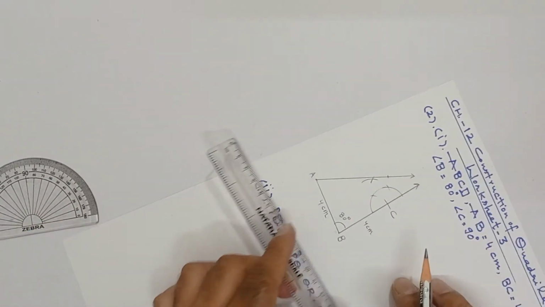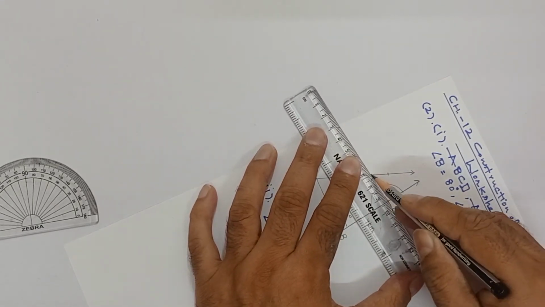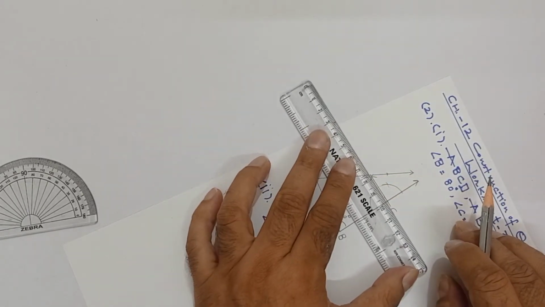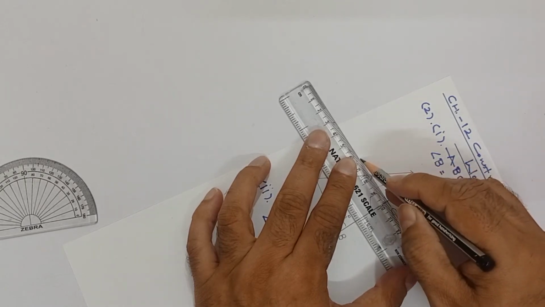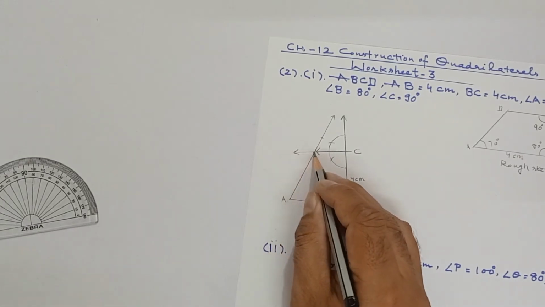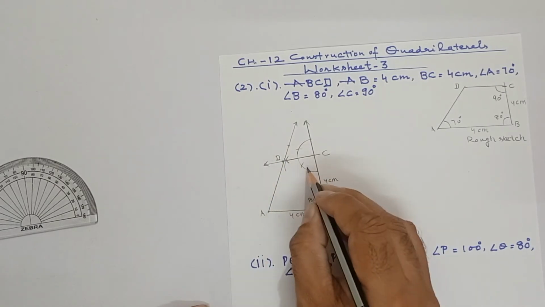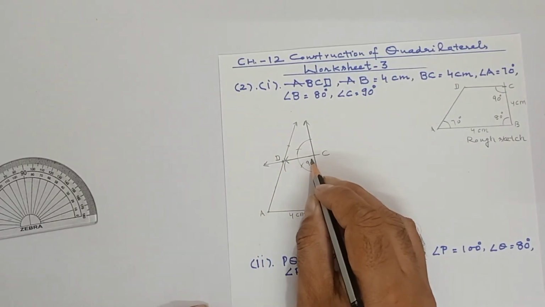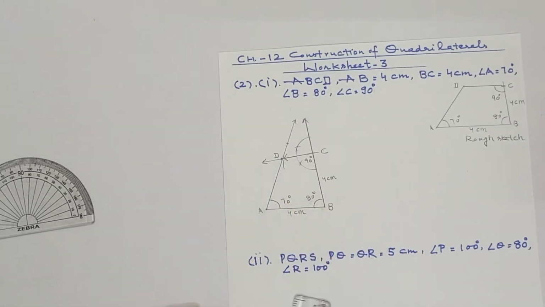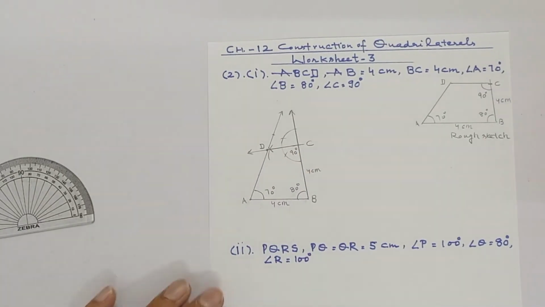Now both the arcs are intersecting each other. Extend this line and join this way. If you wish, you may extend this line further also this way. This particular point will be D point. And this angle is 90 degree. Angle A is of 70 degree. I have done labeling everywhere. So you can see A, B, C, D is the required quadrilateral.